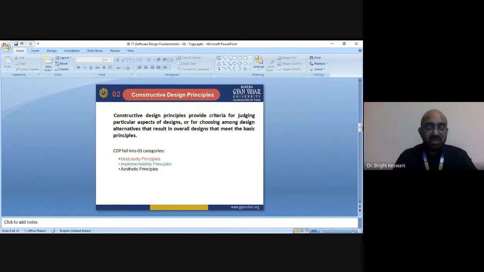You can divide these principles into several categories: modularity principles, implementability principles, and aesthetic principles. Let us discuss these principles one by one. First of all, the modularity principle.